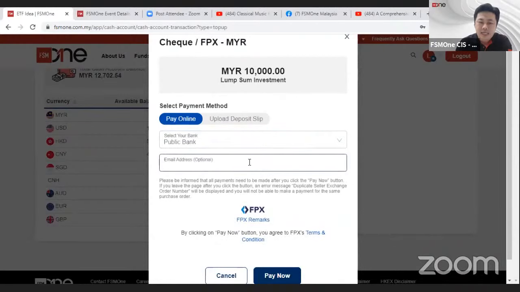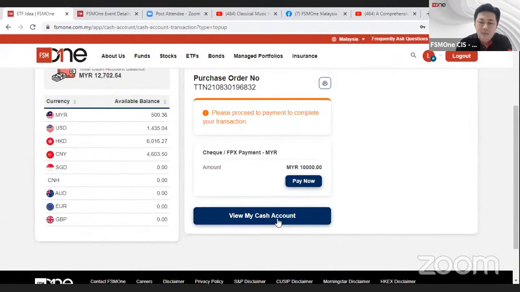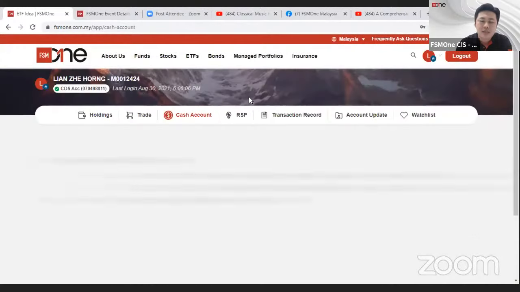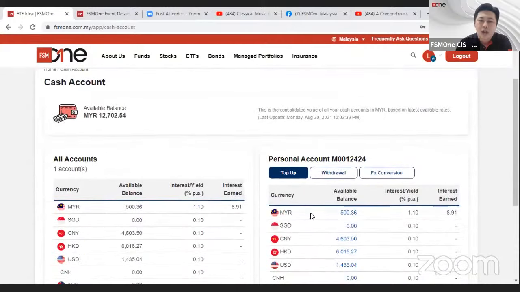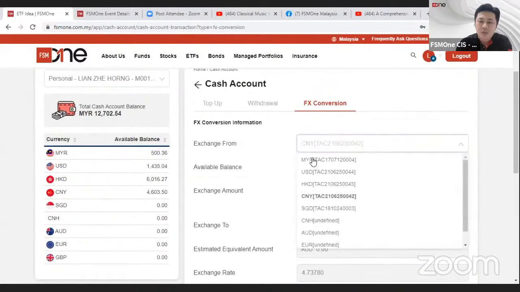You can select the bank over here, key in your email address and click Pay Now. Then we will link you to your particular bank page to make the payment. After you complete the payment, it will link you back to the cash account page and show that you have successfully topped up using FPX payment. The limit will immediately reflect in your available balance. So maybe I can perform an FX conversion. This is how easy it is.